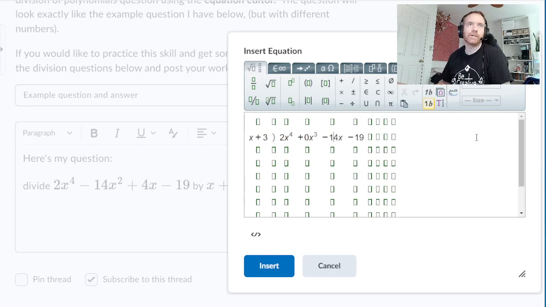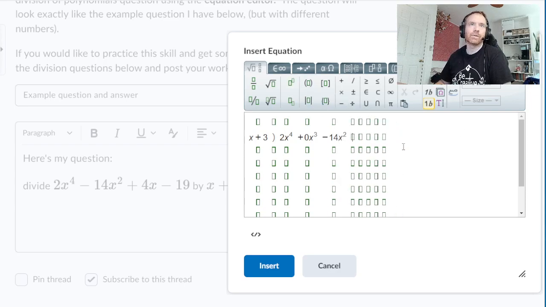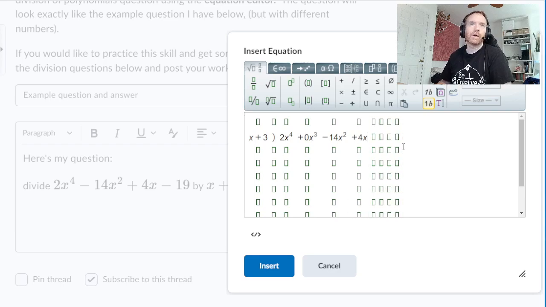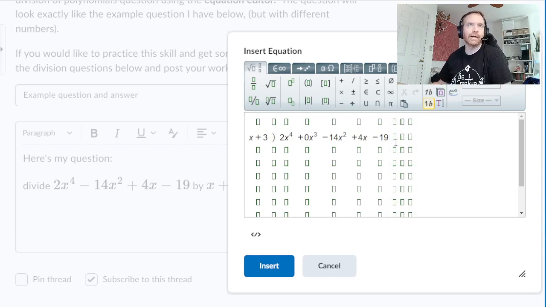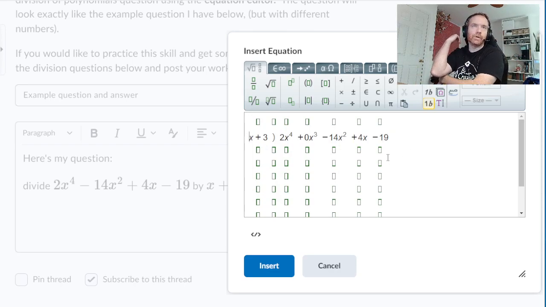So then I can continue with 14x squared, and then I can continue with plus 4x, and then I can go with minus 19. Now, it seems like I'm not really going to need these final 3 columns, so I'm going to delete them now. I mean, make yours 10 by 10, and then you can always delete whatever you don't need.